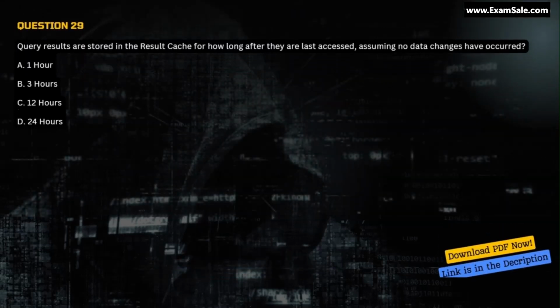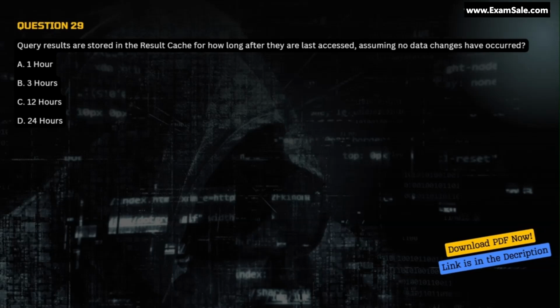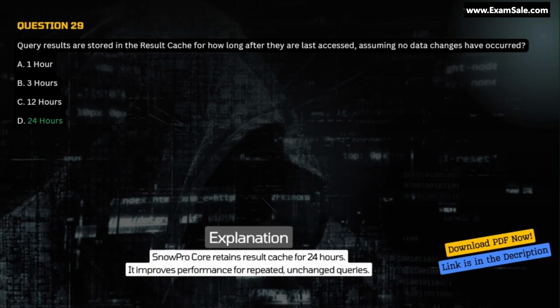Question 29. Query results are stored in the result cache for how long after they are last accessed, assuming no data changes have occurred? A. 1 hour. B. 3 hours. C. 12 hours. D. 24 hours. Correct answer D. 24 hours. Explanation. Snowflake retains result cache for 24 hours. It improves performance for repeated, unchanged queries.